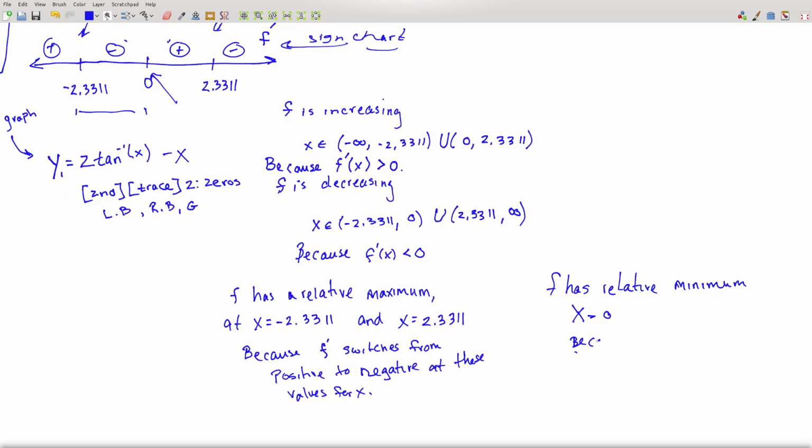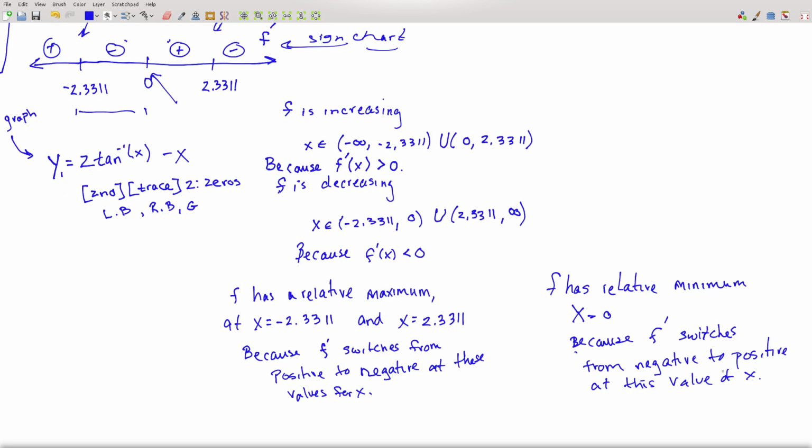because the first derivative switches from negative to positive at this value of x. Absolutely right. That's very good. We've really learned a lot about the function.